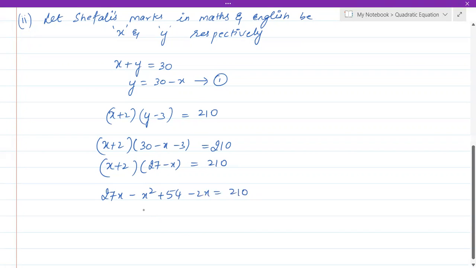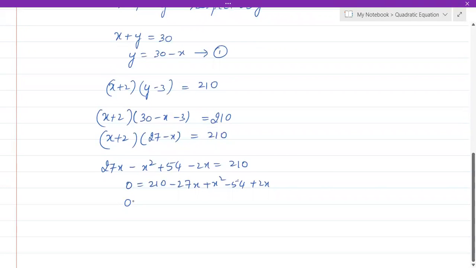Shift everything to the RHS. Because it is minus x squared, I want plus x squared. So I'll shift everything to the RHS. So 0 equals 210 minus 27x plus x squared plus, sorry, minus 54 plus 2x. Okay. Let's simplify this. 0 equals 210 minus 27x plus 2x will give you minus 25x plus x squared minus 54.